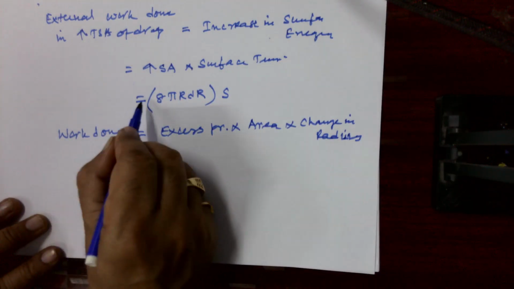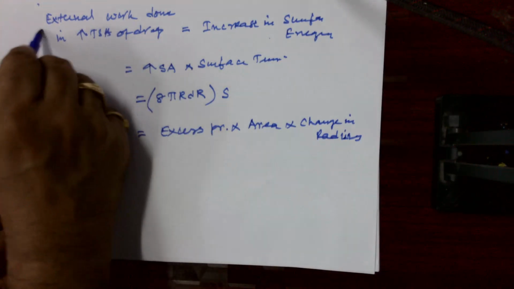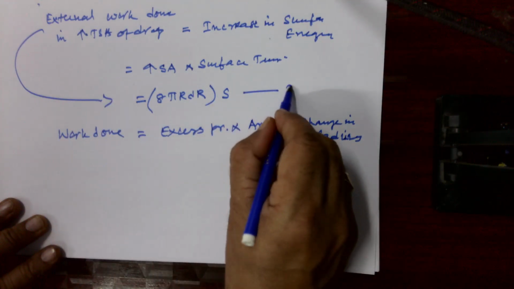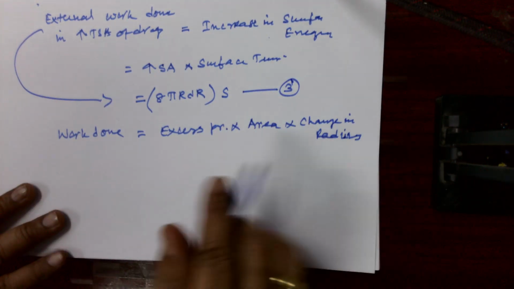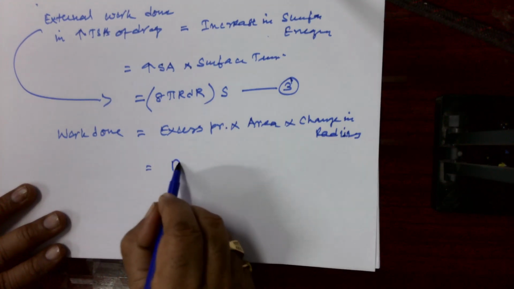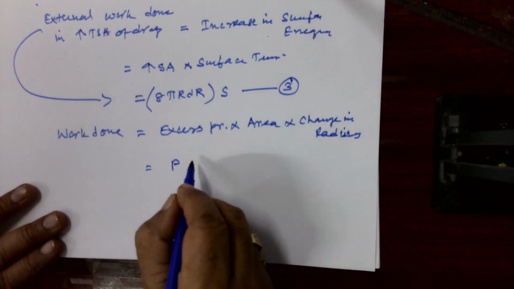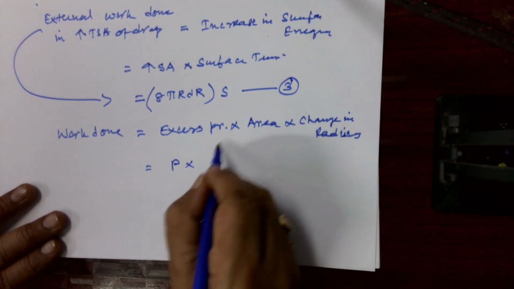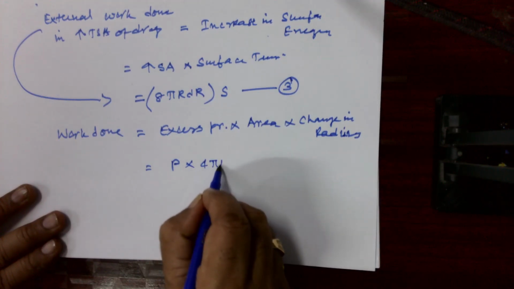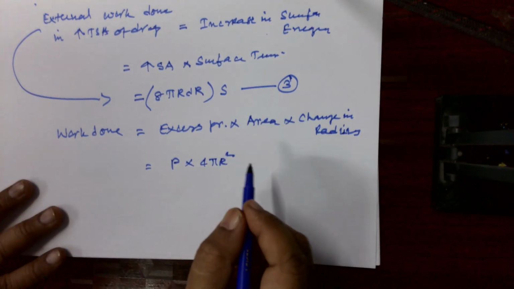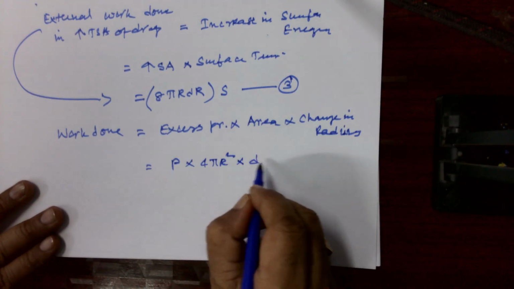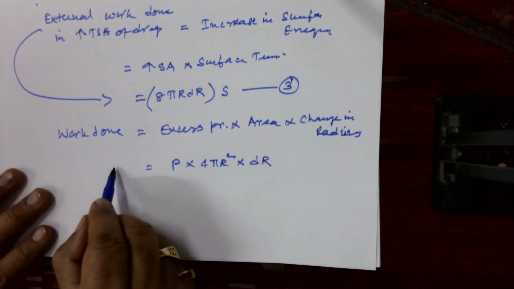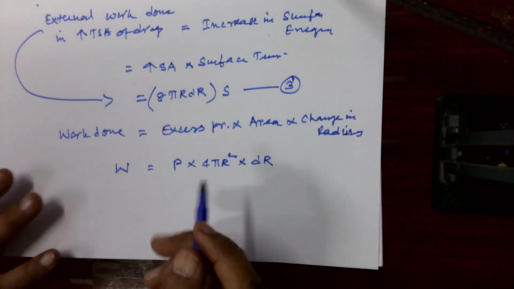Okay. So this is one part. This is what the external work done. This is equation number three. According to this equation, let us arrive. So what is excess pressure? P into area 4 pi r square into change in radius means dr. Got it? So this is the work done.